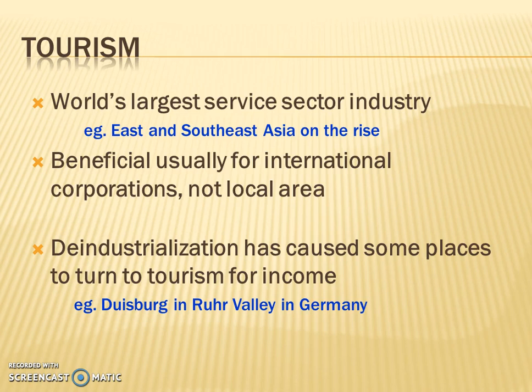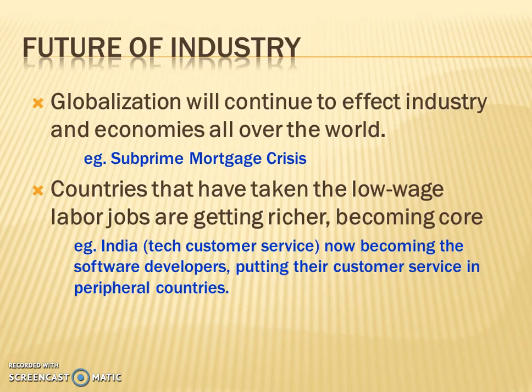And the other thing that has happened is areas that deindustrialized, like we talked about before, like Liverpool, like Detroit, and in this case, Duisburg in Ruhr Valley deindustrialized. And it means that they have now turned to tourism to try and bring in more money back into this region. So that's true for Duisburg. I wouldn't say so much for Detroit, although a little bit, and not yet for Liverpool, but possibly in the future. So last part, future of industry.